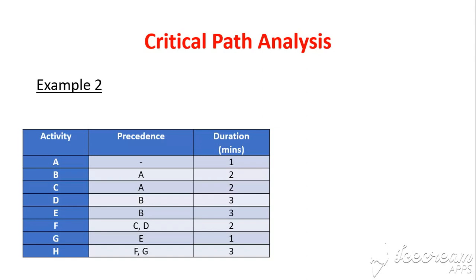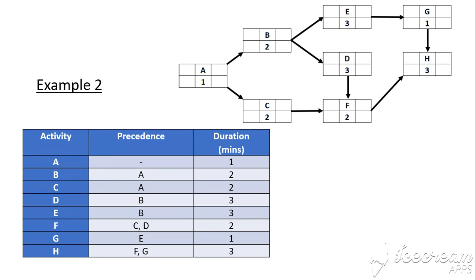Right, straight into example 2. Remember, example 1 was in our last video. Here's a precedence table, no context, but we have activities A through to activity H. And the duration for these activities are measured in minutes. Here's the network diagram that we're going to show you how to draw.